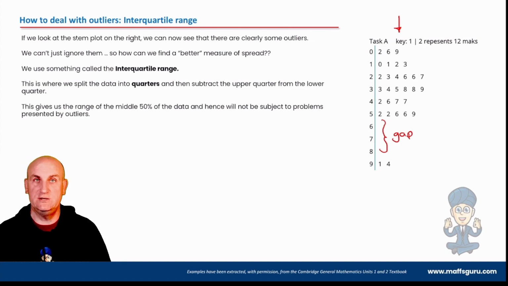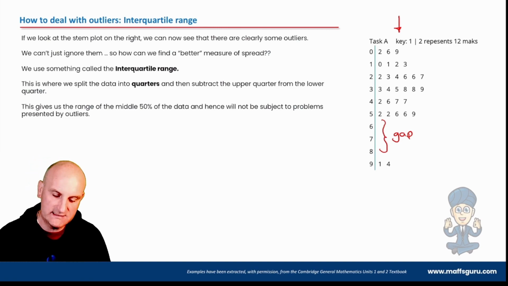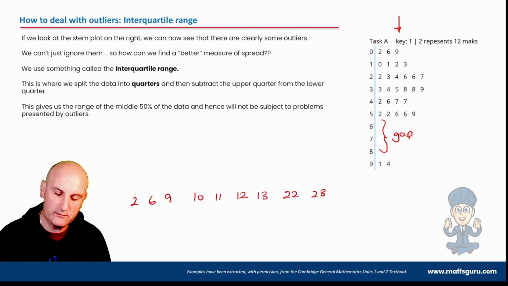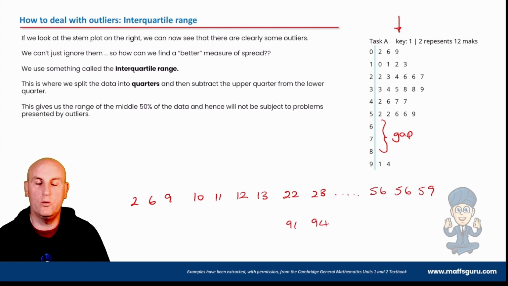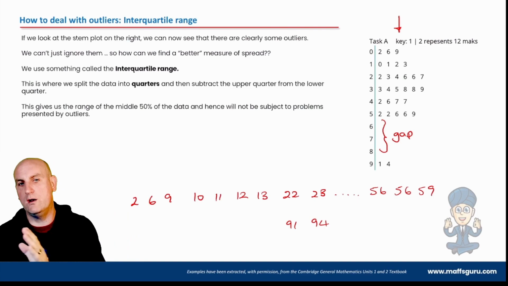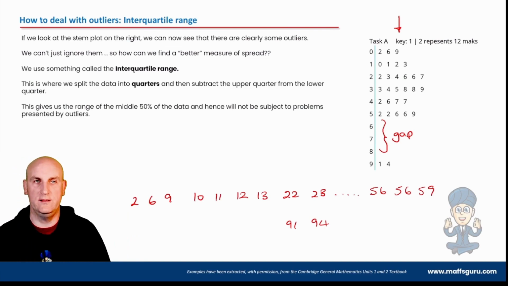The interquartile range is basically the middle 50% of our data. Now again, remember, if we were to write all these numbers out, I would have had 2, 6, 9, 10, 11, 12, 13, 22, 23, all the way up to 56, 56, 59, and then 91 and 94, right? So all my data in a long line, 2, 6, 9, 10, would be that way there.